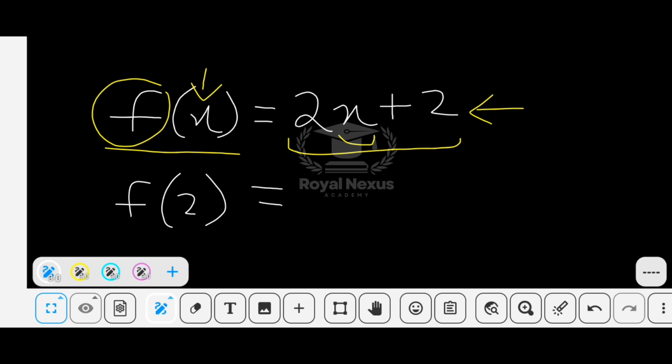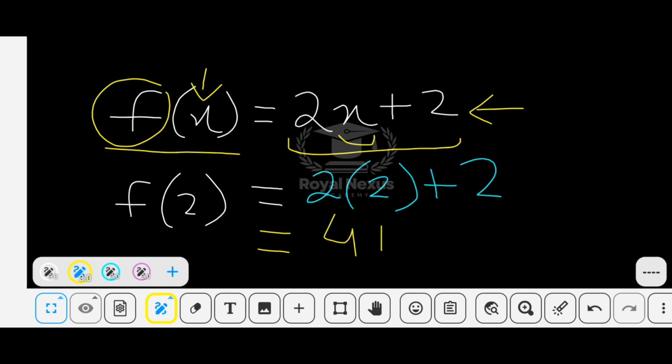Now f of 2 means that you need to substitute the value of 2 in this expression. So it will be something like this: 2, and in place of x we will just put 2 inside brackets, and then we write plus 2. So it will be 2(2) plus 2. Now we just need to solve it. 2 times 2 is 4, plus 2, and the final answer is 4 plus 2 is 6. So basically this function of x, that is 2x plus 2, gives 6 when you input the value 2.